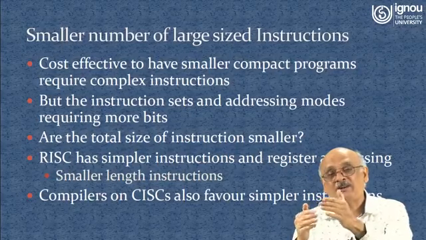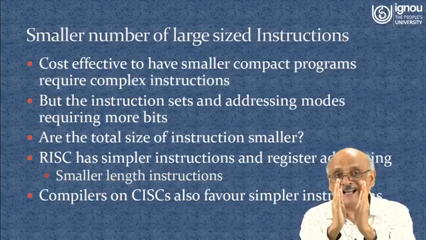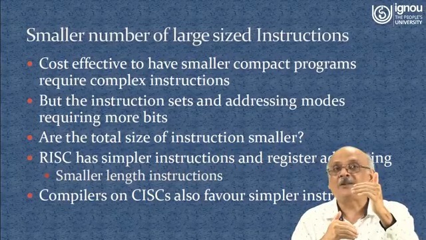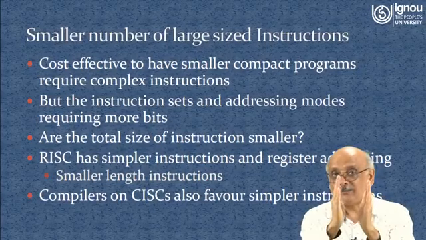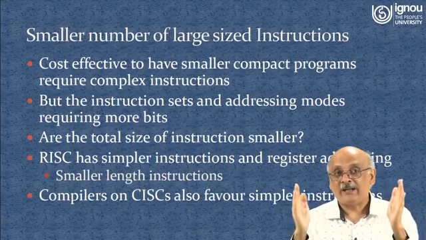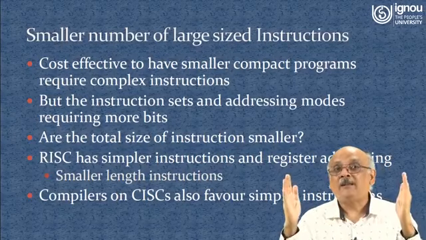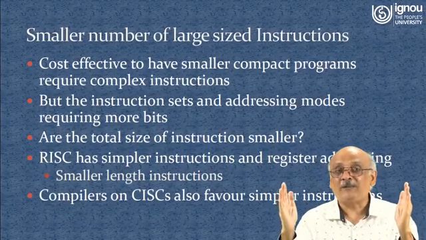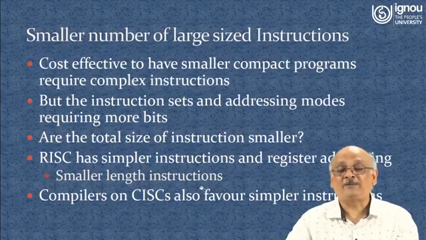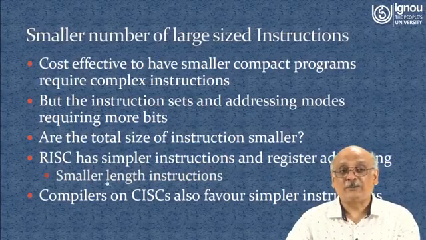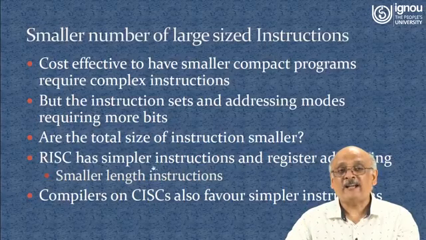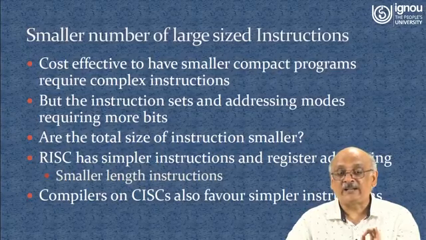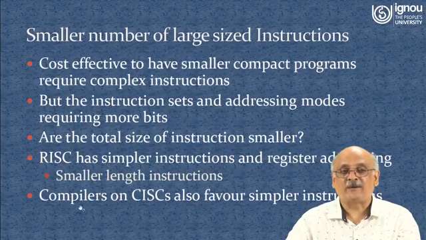That was debated, because reduced instructions are smaller in size, although the program size is larger. So larger program size, but fewer bits. Here we have a smaller program but a larger size of instruction. So that was the dichotomy, and that was the basic trade-off to be considered when dealing with RISC versus complex instruction set computers. RISC had simpler instructions and register addressing, so it has smaller length instructions. This was the key criterion as far as the reduced instruction set computer is concerned.